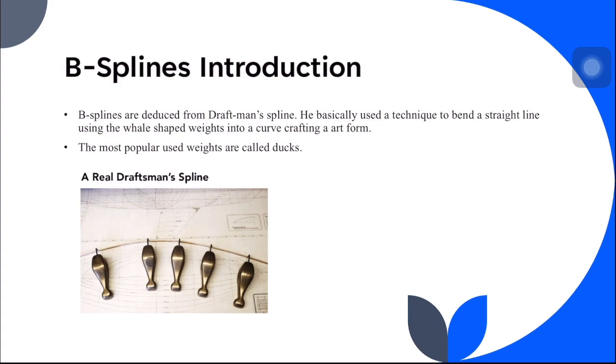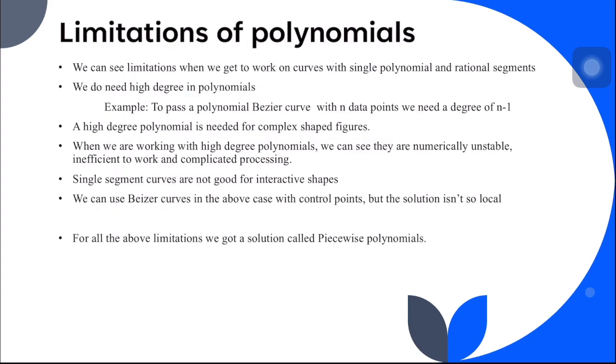And you can see there are pencil markings behind, and he tried to mark those along the line of this plastic curve so that he can get the desired curve functions. From this technique, from these draftsman splines, the B-splines have been deduced. And our friends' team, Amanda, has explained the polynomials and Bezier curves and their functions. Let us see what the limitations of those techniques are.